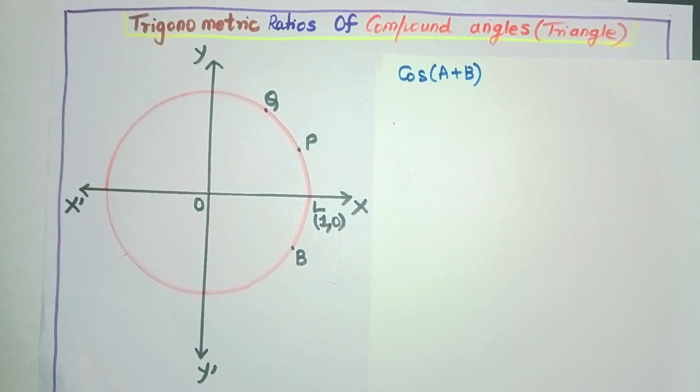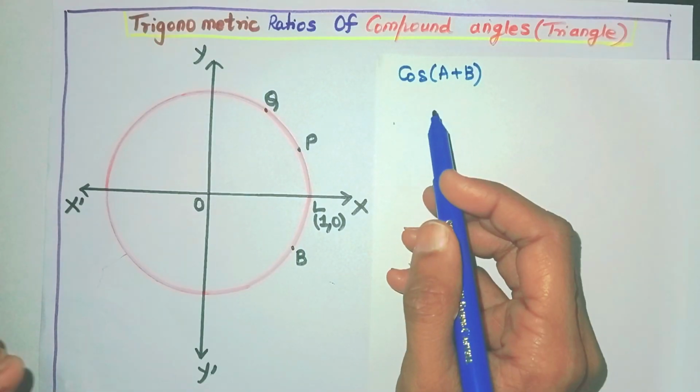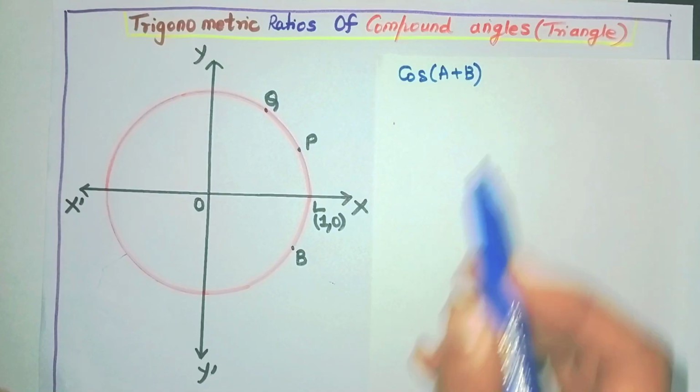So friends, today let's learn how to find out trigonometric ratio of compound angles using the concept of triangles. So today we will see how to find out cos of A plus B.